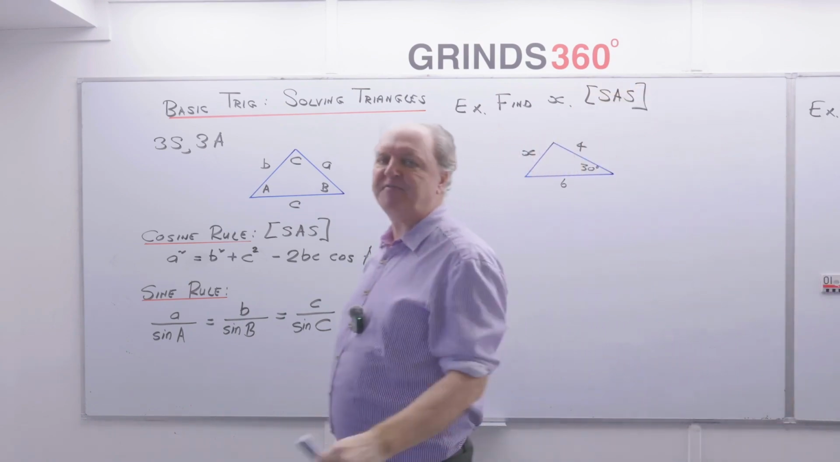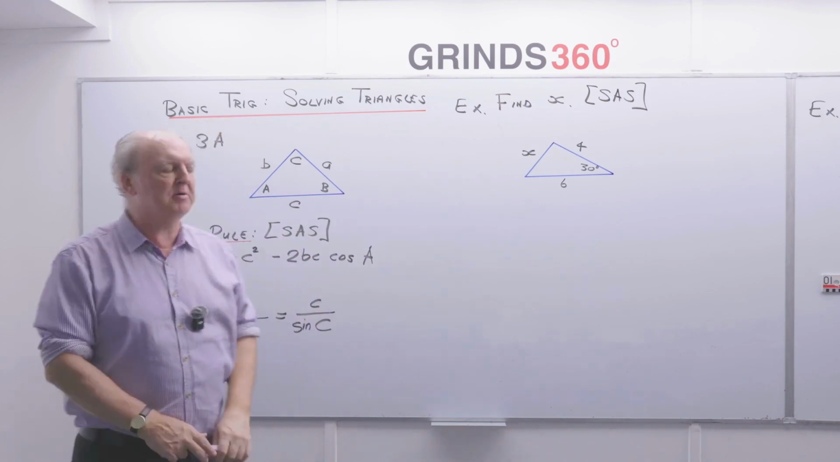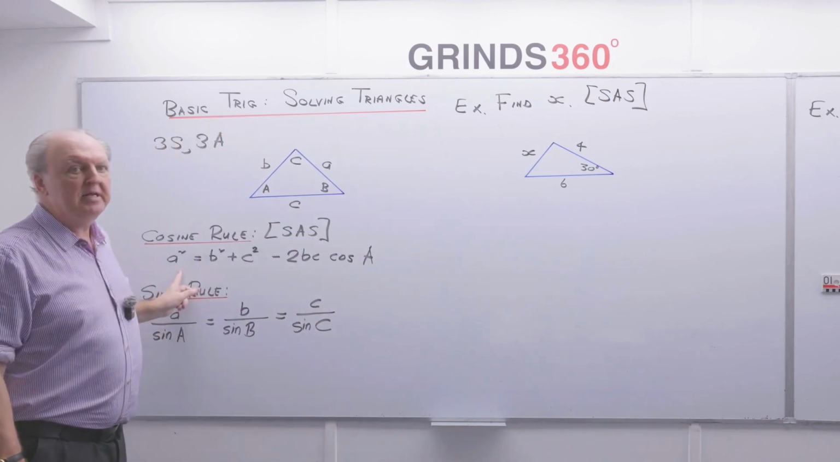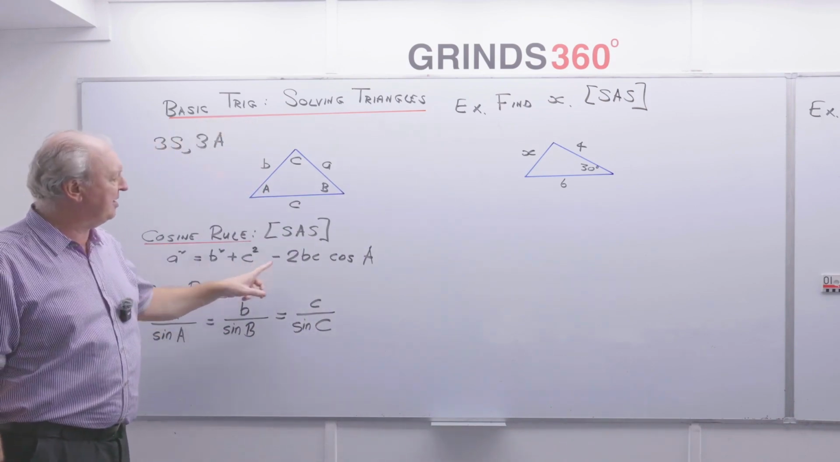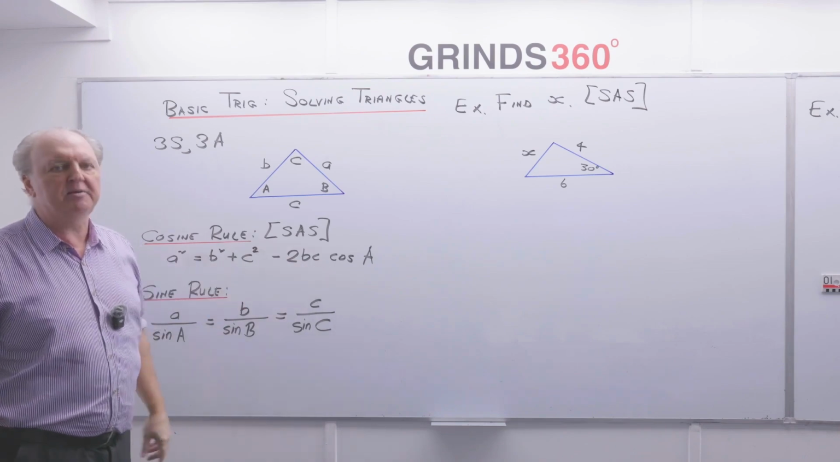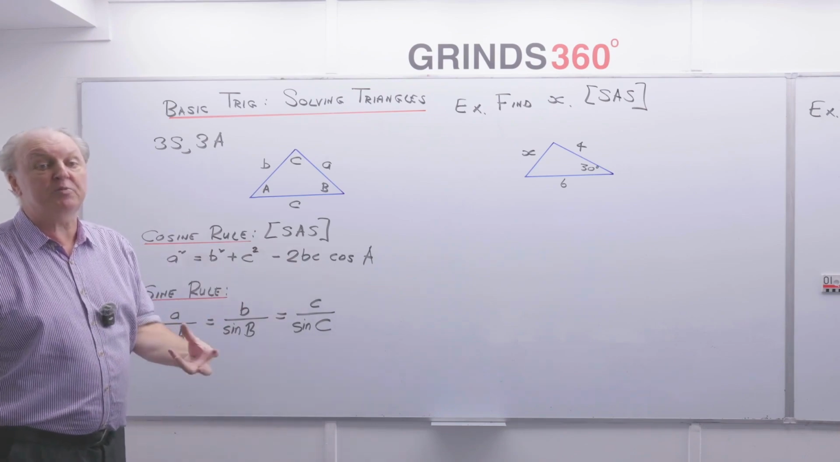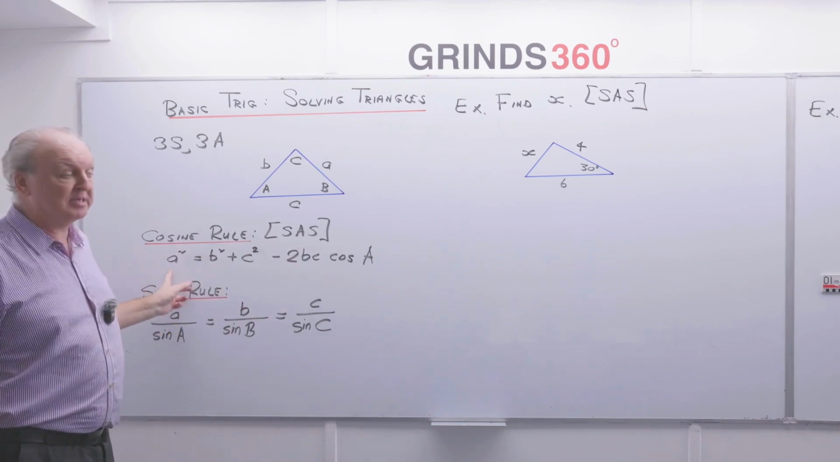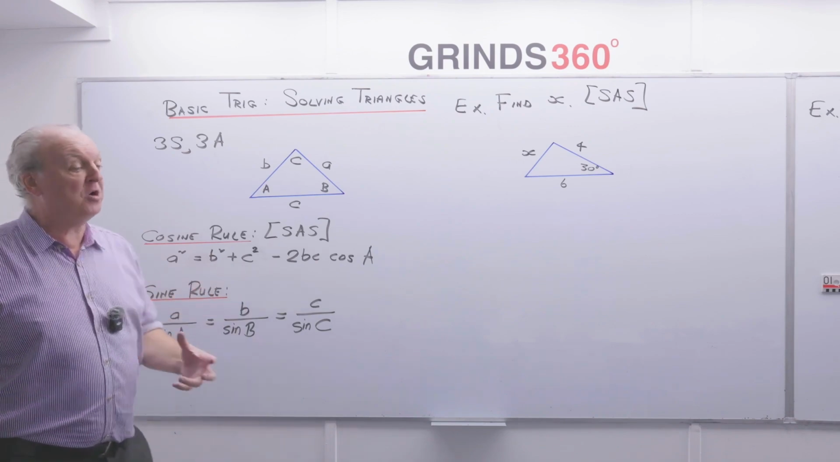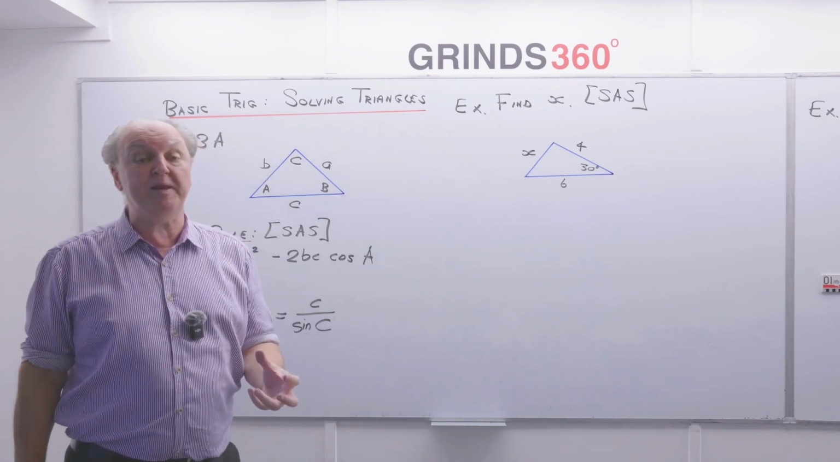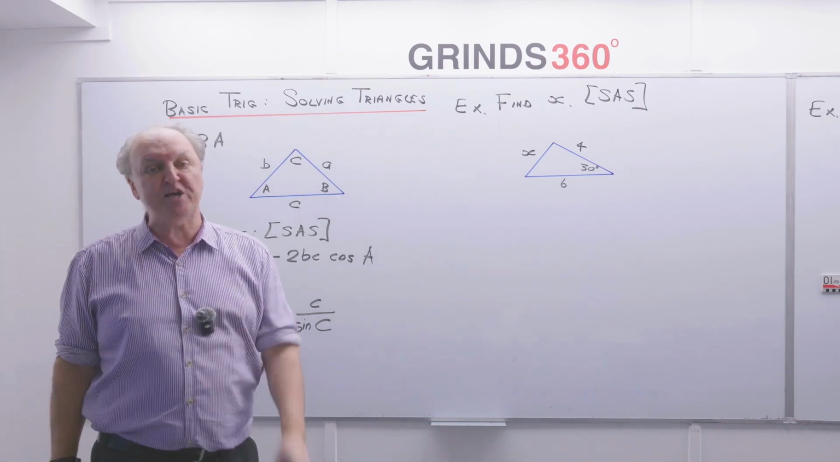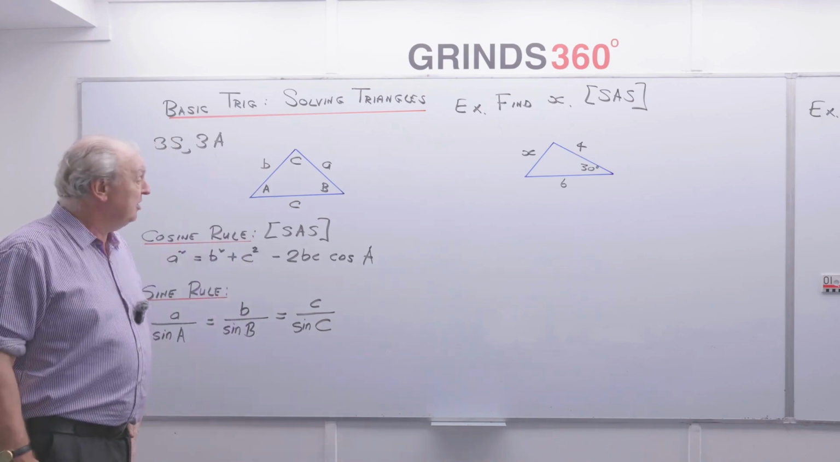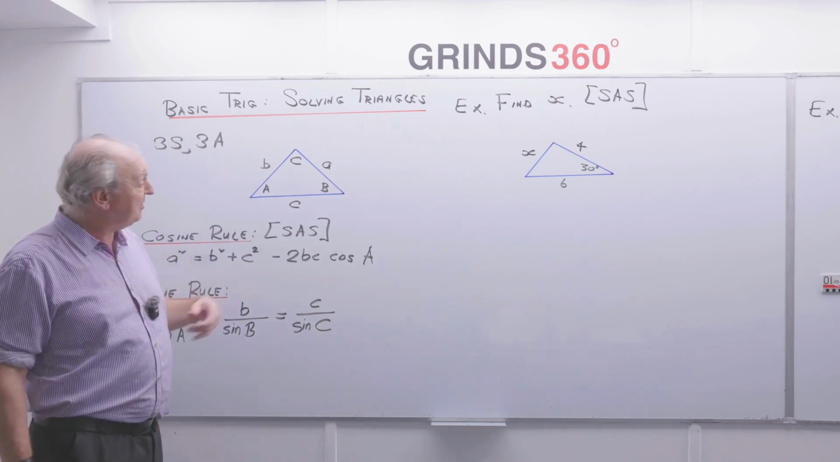Now, here's the formula for the cosine rule. It's in your table book. a squared equals b squared plus c squared minus 2bc cos A. There's other versions of it as well. You could have b squared is equal to, and c squared is equal to. But I don't really want you to learn the formula. I want you to feel the cosine rule in your bones. So this is how I would do it.